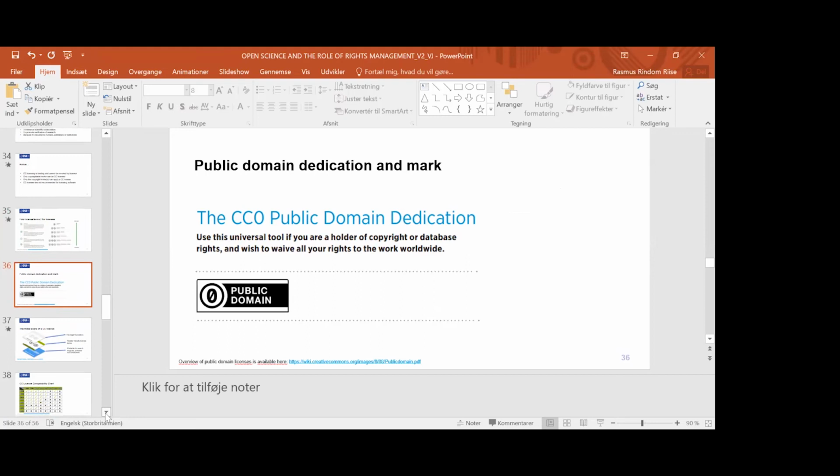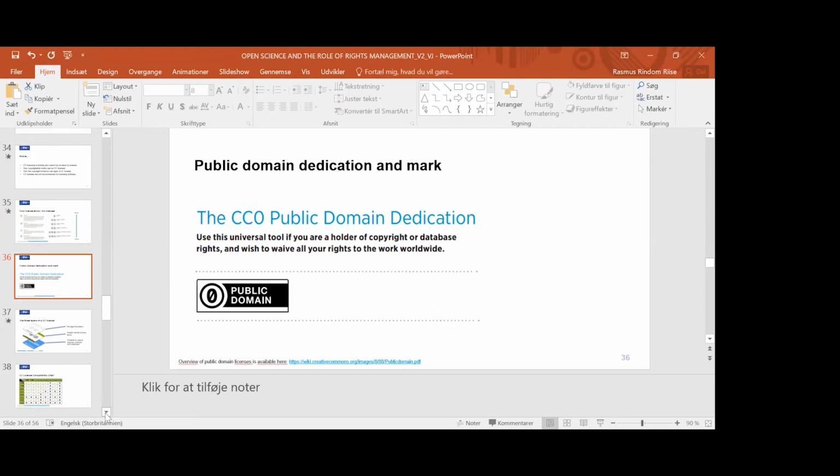It's also possible, when you have created a work, to waive your copyright. That means that you donate your work to the public domain, and make it possible for anyone to use your work without giving credit, or they can use it for all purposes, actually. And who's interested in that? Well, some are actually.